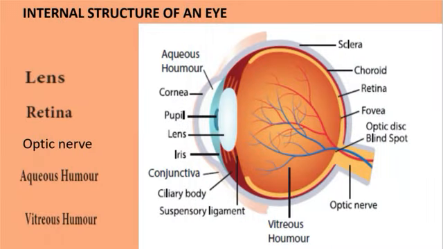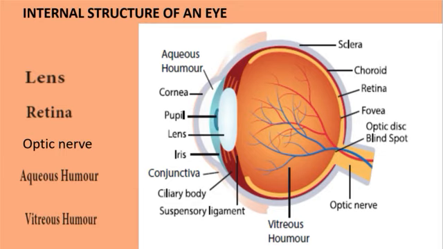Internal structure of an eye. The internal structure of the eye includes the following parts. Lens. It is a transparent, biconvex and an adjustable part of an eye made up of protein. The lens, with the help of the cornea, refracts light which converges on the retina and creates an image on it.